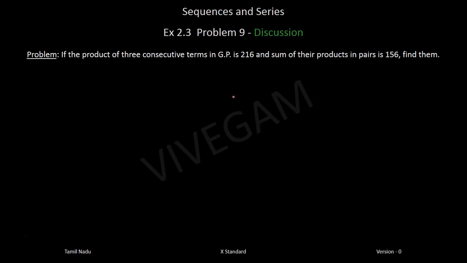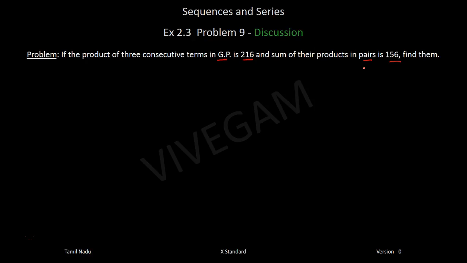So let's mark it. The sequence is GP, geometric progression. The product of the three terms is 216. Sum of their products in pairs is 156. Earlier, the sum of the three numbers was given, but here the sum of their products in pairs is 156. Okay, there is a big difference. I'll show it to you a little later.